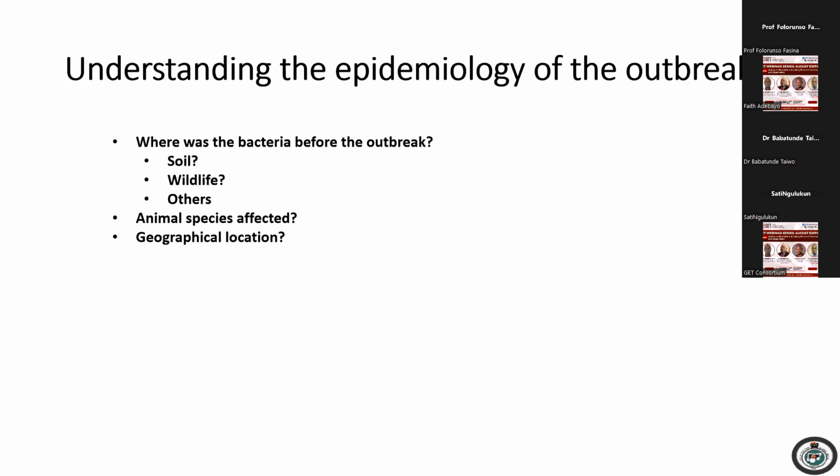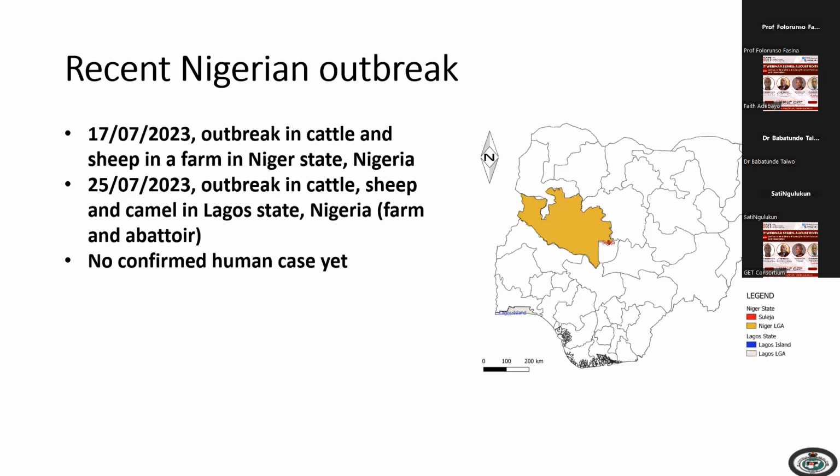So what are the animal species affected? And we've highlighted that virtually all animals can be affected. And then the geographical location. There are areas, just like Professor Fashina mentioned, that are hotspot areas. So if we identify those hotspot areas, surveillance activities can be carried out so that early warning can be reported so that preventive actions are taken.